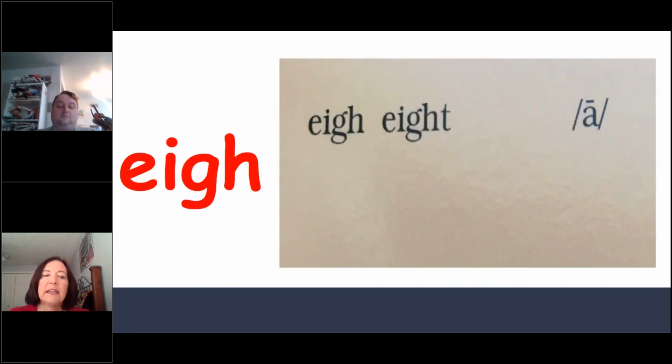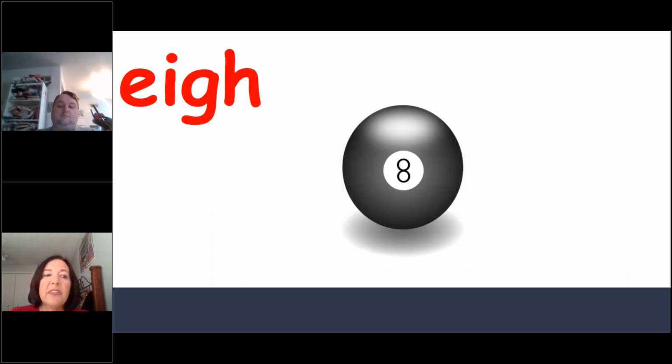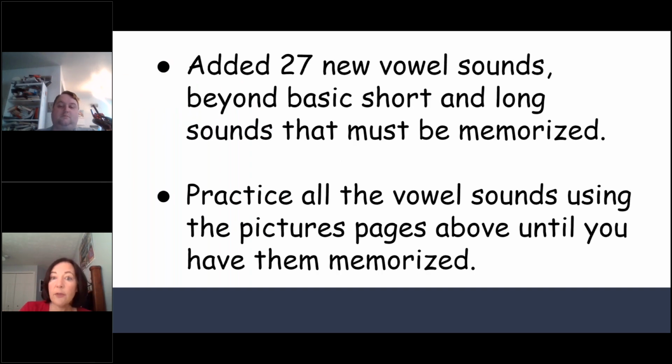The next one is EIGH. When we see EIGH in a word, it's going to make the long A sound as in the word eight. So the sound card says EIGH, eight A. Our brain should be thinking EIGH, eight A. Sorry I didn't have the practice materials for those.